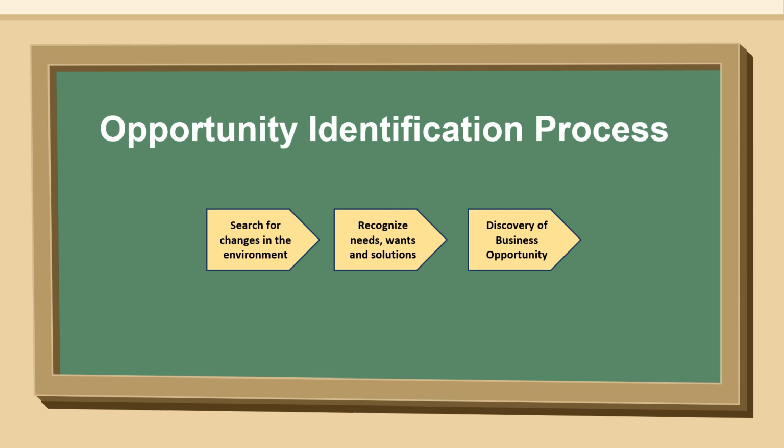So, to summarize the opportunity identification process, first, you search for changes in the environment. Next, recognize the need, the want, and the solution. And eventually, this will lead you to discovery of a new business opportunity.